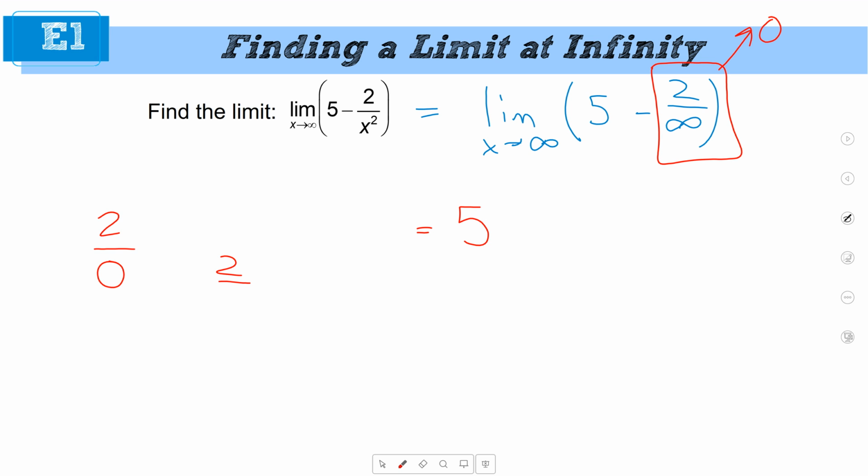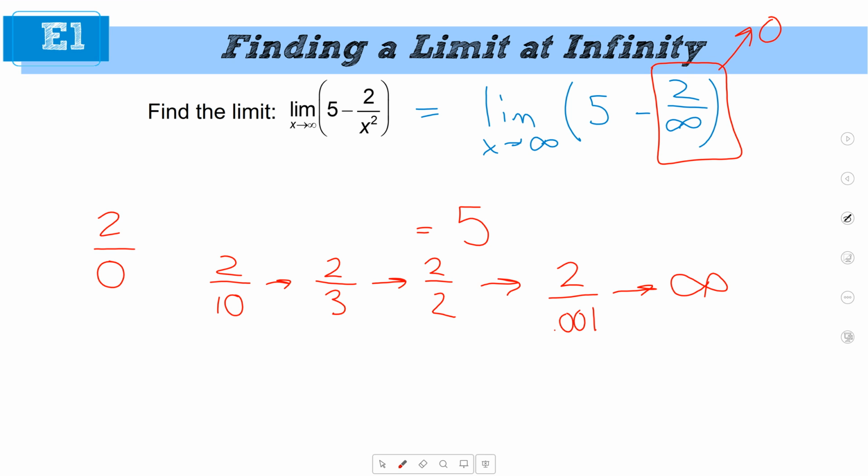Okay, so let's say 2 over 10 versus 2 over 3 versus 2 over 2 versus 2 over 0.001. What's that getting closer and closer and closer to? Infinity. Very good. Denominator gets very big, the fraction approaches 0. Denominator gets very small, fraction approaches infinity.